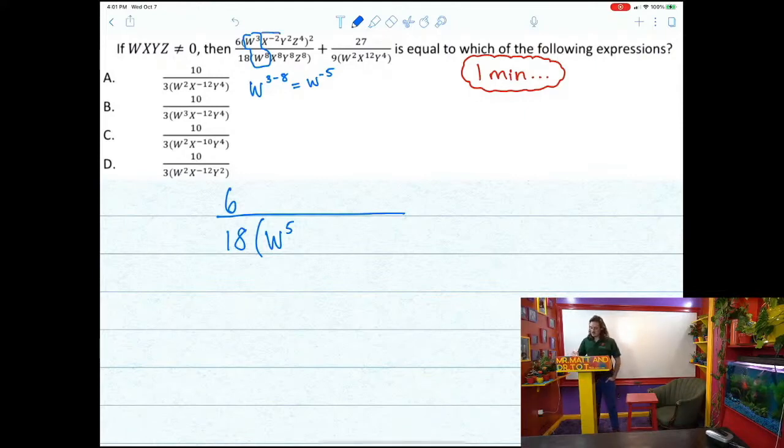Same thing here with the x's. That's really x to the negative 2 minus 8 power. You leave the sign alone, change that one, change that one. That's the same thing as x to the negative 10th power. So that's also going to be in the denominator down here.